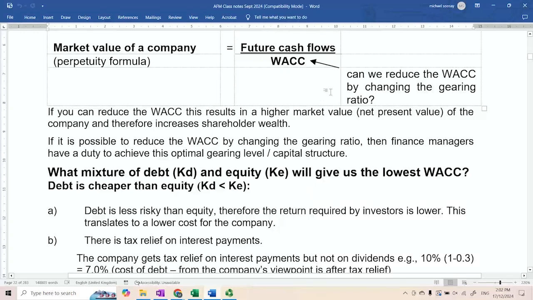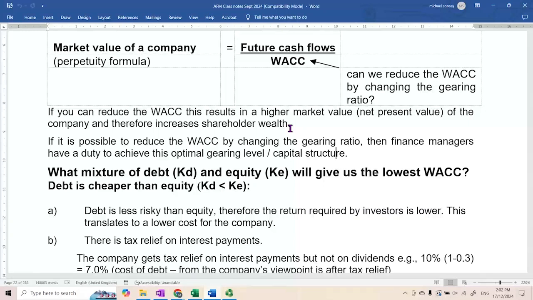If cash flows are constant, but you can reduce the WACC, use your common sense. The lower the WACC, the higher the value of a company, am I right? Cash flow constant, divide by a smaller number, you get a bigger answer. Are you with me?